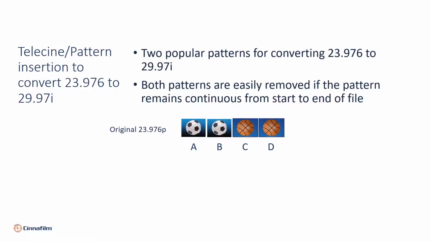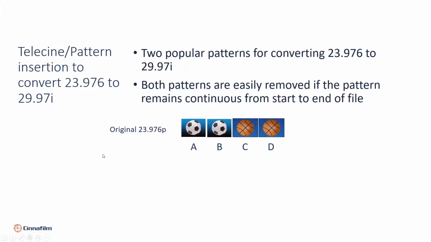And almost every DP and every director says, we have this episodic television show, we have this drama, whatever it is, we want to shoot it at 2398. So how do they get the 2398 into 2997i? Well, there's two popular patterns that convert 23976 to 2997i. Both these patterns are easily removed if you don't do anything to them. You just basically turn on an inverse telecine engine, and it will go in and remove the pattern.